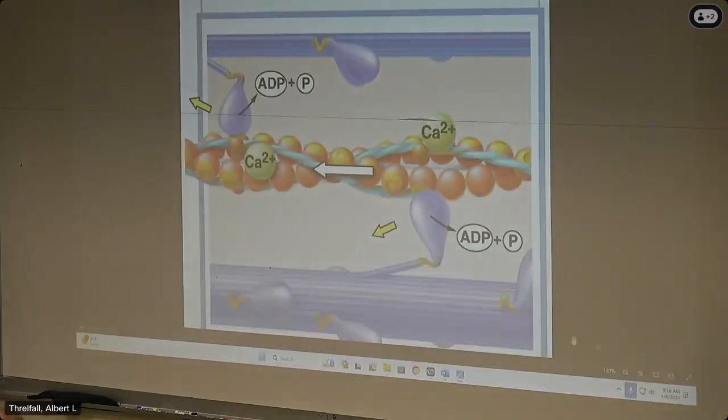Versus after the, what's it called, the power stroke. Now we've got a right angle here through the neck. And again, we see the ADP and the phosphate being released.